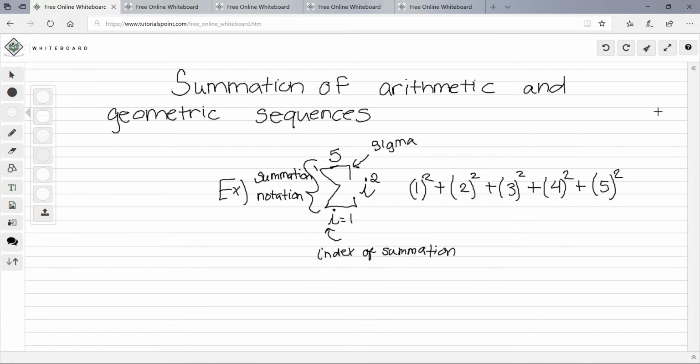Hi, today we're going to learn about summation of arithmetic and geometric sequence. So we're going to do summation.